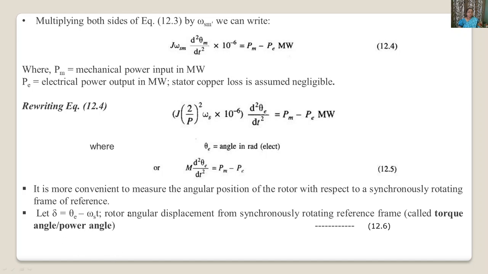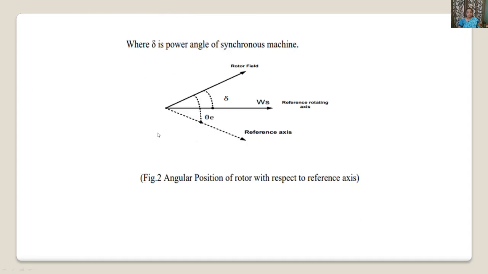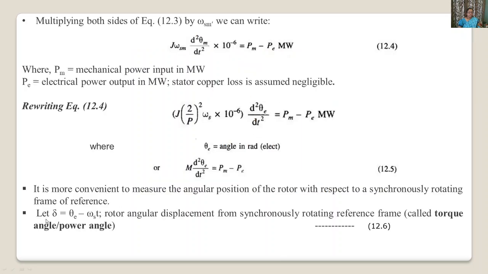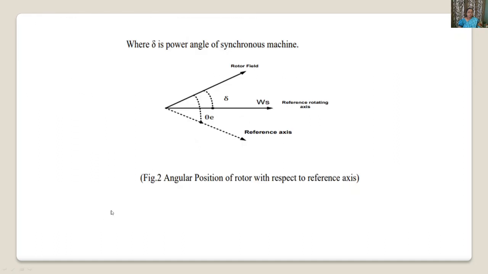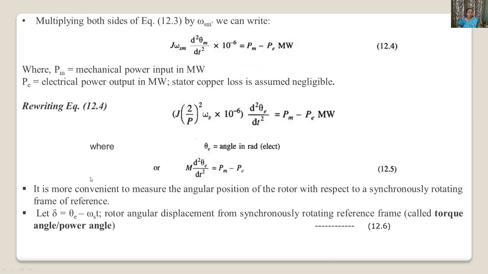Now how can this be defined? If this is your synchronously rotating frame, this is the rotor field, this del is our rotor angle. This is our reference frame, the synchronously rotating frame. If you need to find del, then del is equal to theta e minus omega s, and it is rotating at synchronous speed, so we need to multiply with t. So let del is equal to theta e minus omega s into t.